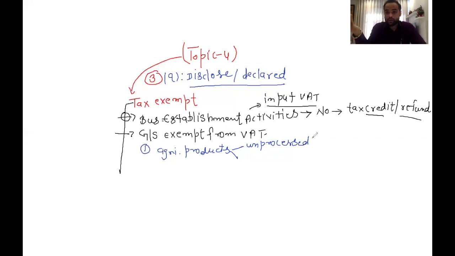Before giving any preservation to those kinds of foods, they will be treated as agriculture products. On buying that, of course, you don't have to pay tax, so you can get tax credits and refunds, right? And another one is primary produce. So unprocessed or primary produce, primary processed. So agriculture product which is unprocessed or primary processed, you don't have to pay VAT.